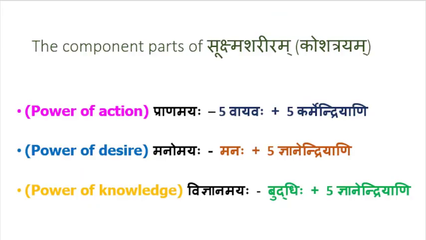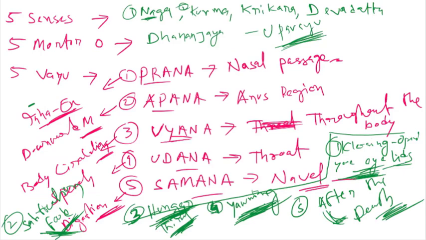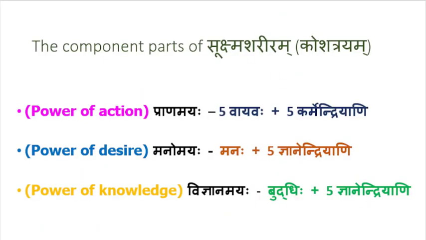So now, after completing the previous class and looking at all these points, prana, apana, the 5 senses and other evolution parts, and their upapranas like naga, kurma, krikara, you already know all this and their functions. Now we are going to see the components of Sukshma Shariram.